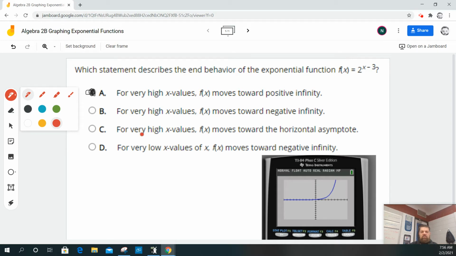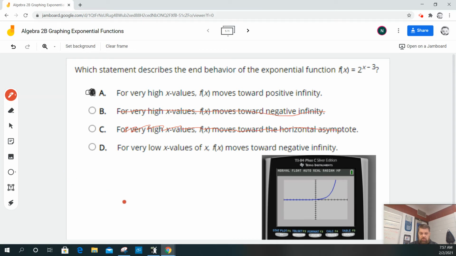So it says for very high values of x, f of x moves negatively. No, that's just a straight up contradiction. Then the next one is for very high x values, f of x moves towards a horizontal asymptote. Again, that's not true.